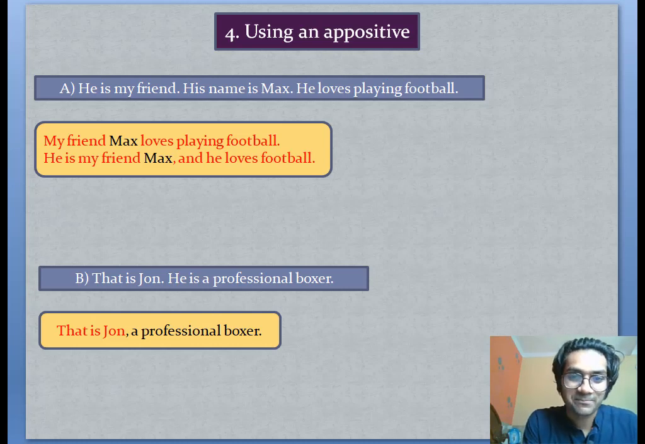Kind of gives the same meaning, right? Second example. That is John. He is a professional boxer. That is John, a professional boxer. A professional boxer is an appositive phrase, a noun phrase that works as nothing but a noun, renames the noun John. That is John. What can we call him? A professional boxer. Okay, very simple.